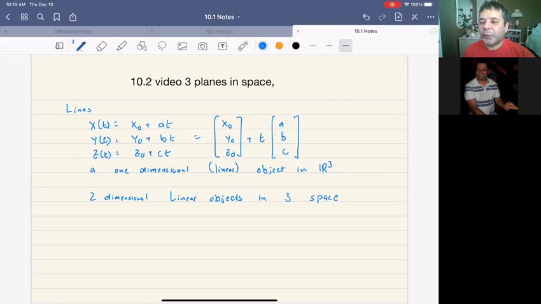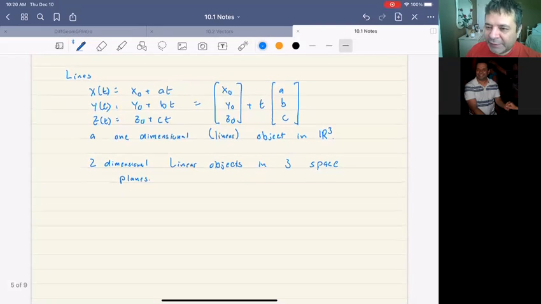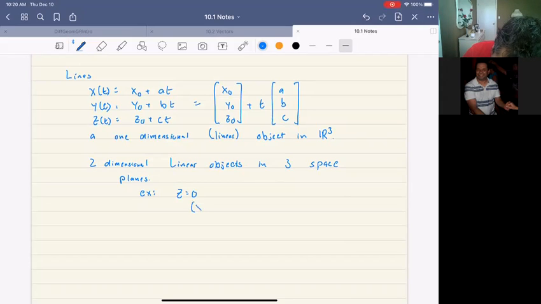And those are what we call planes. When you have a plane, you have two free variables. An example that we all kind of know but haven't seen before in this way is z equals 0. That is the set of x, y, 0, so that's our normal xy plane.